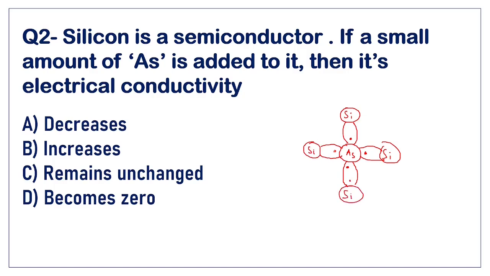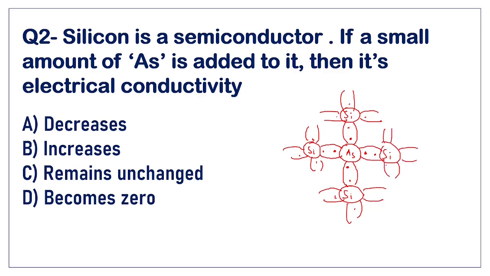Silicon has 4 valence electrons. It is a tetravalent element. So here you can show its 4 valence electrons, 1 2 3 4. Here you can show 4 valence electrons, 1 2 3 4. Even here you can show 4 valence electrons, 1 2 3 4. And even here you can show 4 valence electrons.